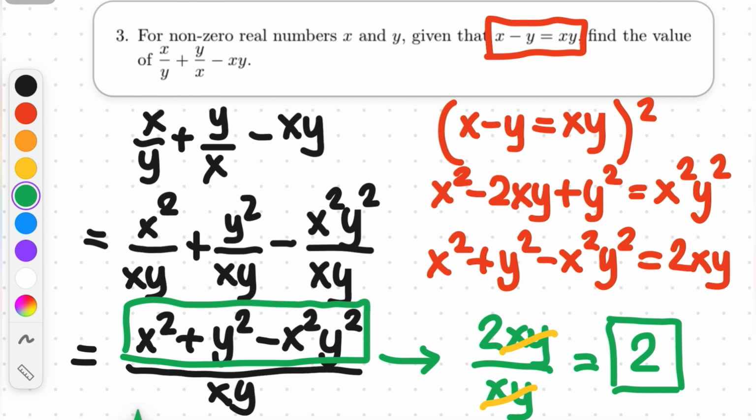Right. And just a quick note, we are able to cancel the variables because we're told at the very beginning of the problem that x and y are non-zero.